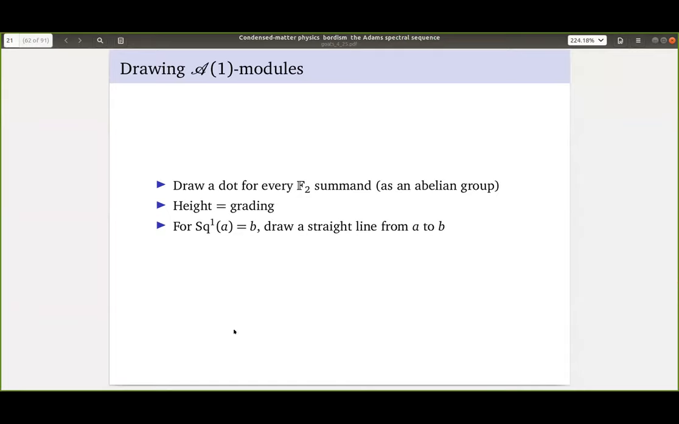So you want to keep track of the action of Sq^1 and Sq^2, the generators of A(1). So first, let's go back to Sq^1. We draw a straight line from A to B. And for Sq^2, you draw a curvy line. Oops, this B should be C, because I want to say Sq^2 is indicated by a curly line. Sorry about that.